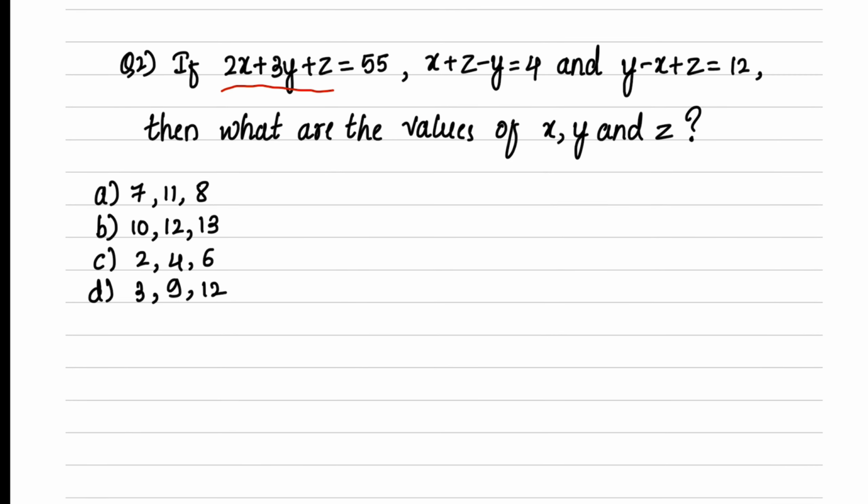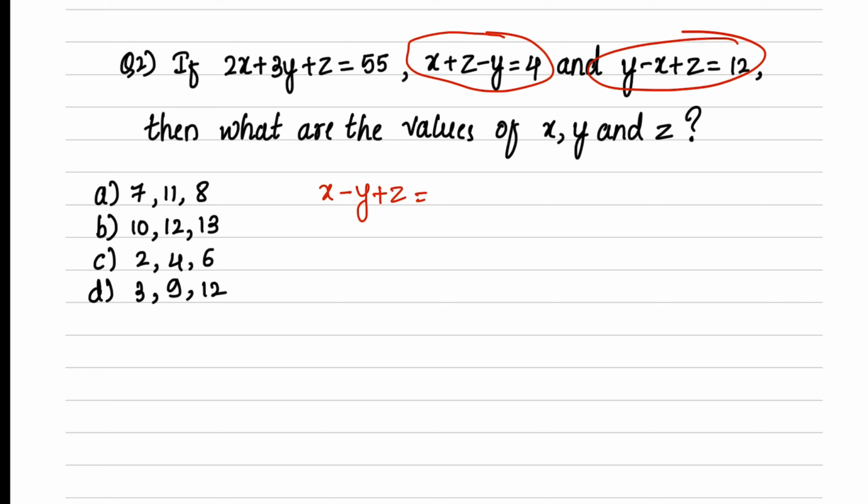If 2x plus 3y plus z equal to 55, x plus z minus y equal to 4 and y minus x plus z equal to 12, then what are the values of x, y, z? Now I will take the second equation and third equation. I will write it correctly. x minus y plus z equal to 4, minus x plus y plus z equal to 12.